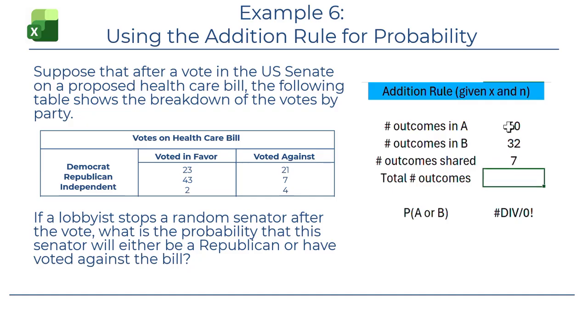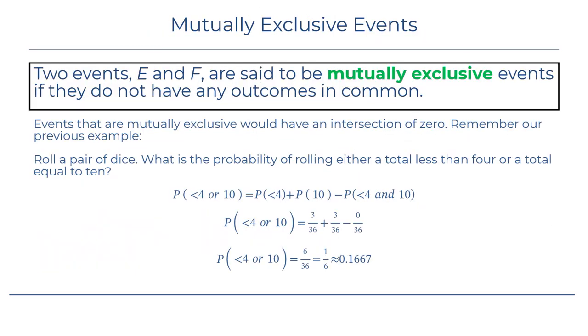So for the total number of outcomes, we know that there are 100 senators, but of course you could also add up 23 plus 21 plus 43 plus 7 plus 2 plus 4. And our probability would be 0.75 or 75%.